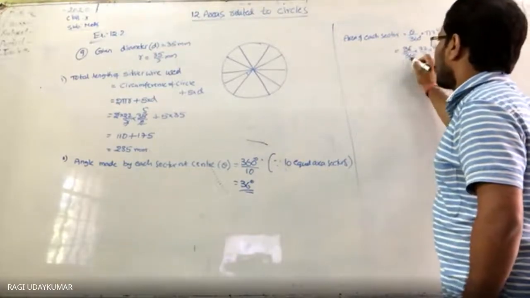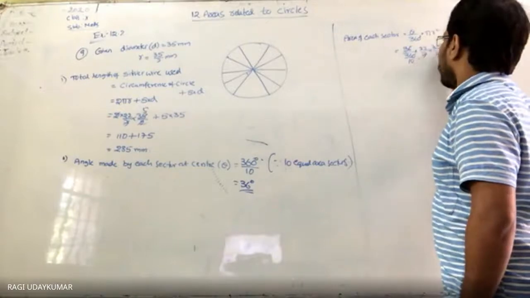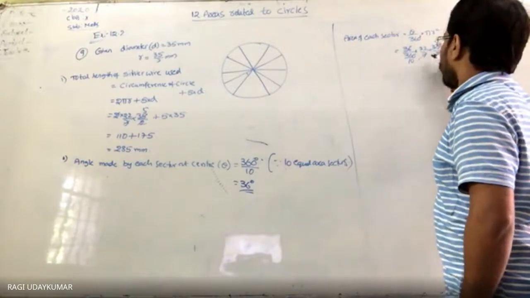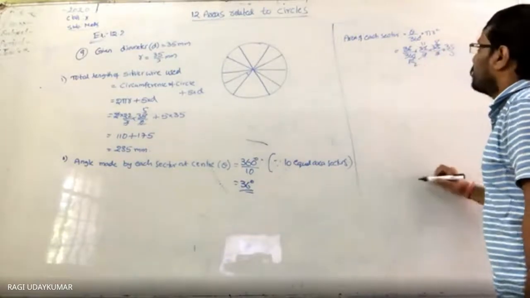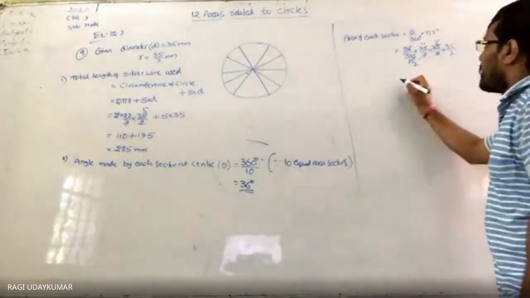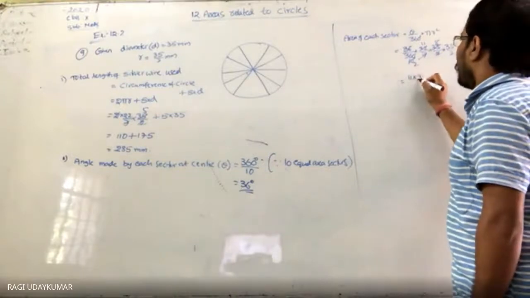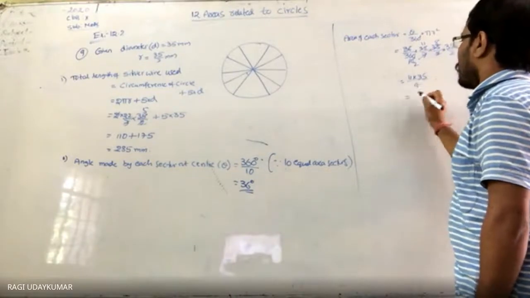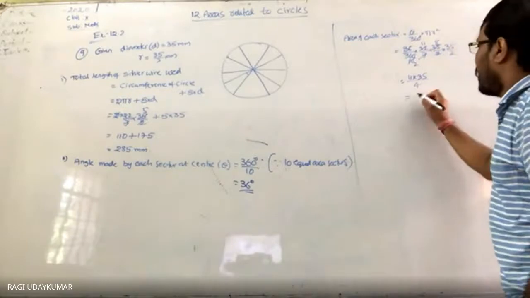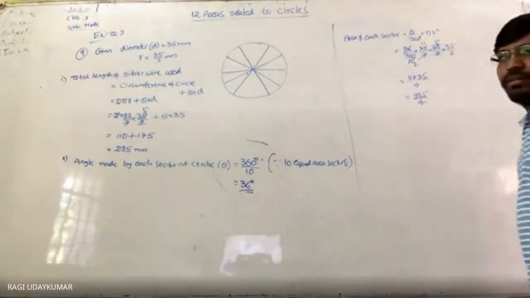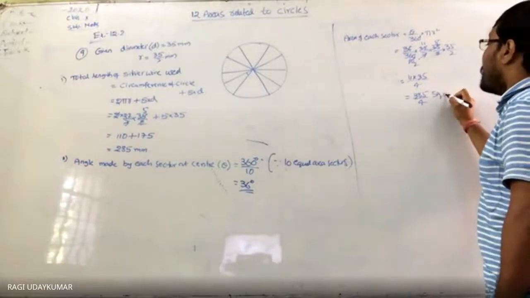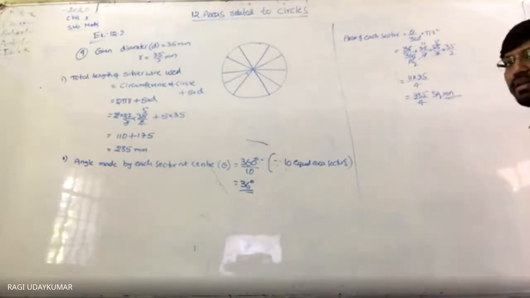So 36 1 is 36, 10. 7 1 is 7, 5. 2 1 is 2, 11. And 5 1 is 5, 2. So the denominator will have 4 and the numerator 11. 11 into 35 by 4. So 35 into 11 is 385. 385 by 4 square millimeters. Please do remember.